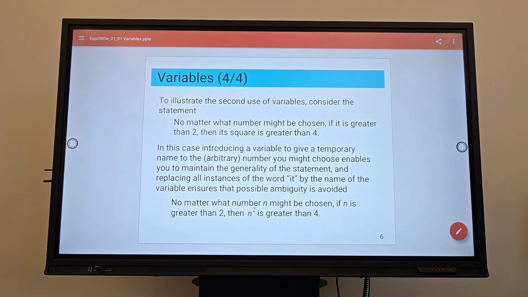The second use of variables: consider the statement, no matter what number might be chosen, if it is greater than 2, then its square is greater than 4. In this case, introducing a variable gives a temporary name to the number you might choose. It makes it so you can maintain the generality of the statement, and replacing all instances of the word "it" by the name of the variable ensures that possible ambiguity is avoided. So no matter what number n might be chosen, if n is greater than 2, then n squared is greater than 4.